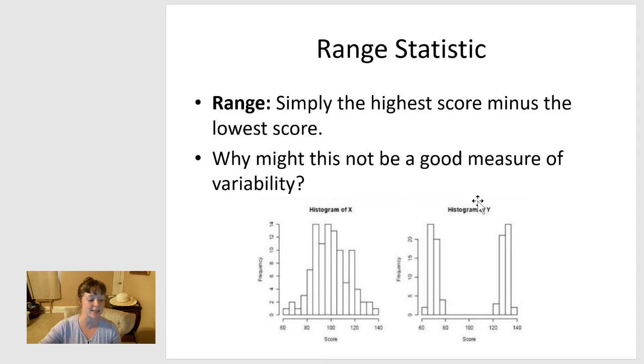So let's look at our two examples here. Here and here. There we have the two examples I have for you. Here we have two histograms. Remember histograms? And here's how you would calculate the range for these two examples. We take a look at both of these graphs, and we see here on the left, we have what looks like a roughly normal distribution, and it looks like the highest score is 140.